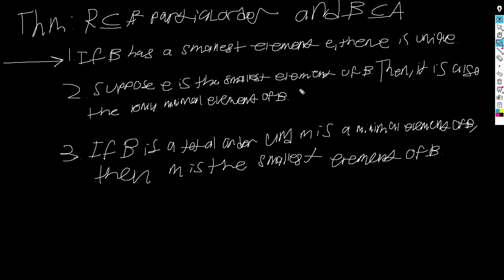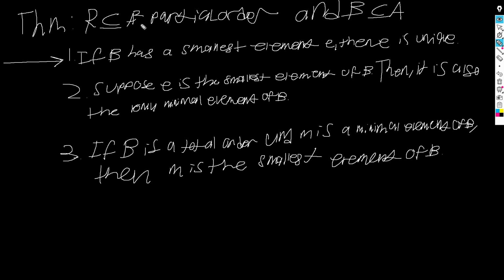And now, since we have defined smallest and minimal elements of sets, we can finally answer the question, and a couple of other questions, including: does a set only have one smallest element? And this theorem says that no. If B has a smallest element, then that smallest element is unique.